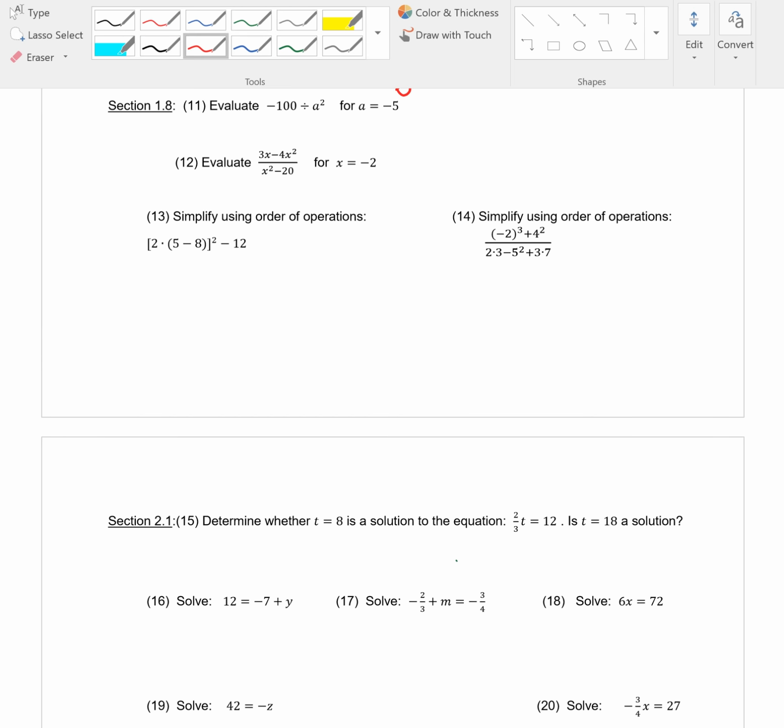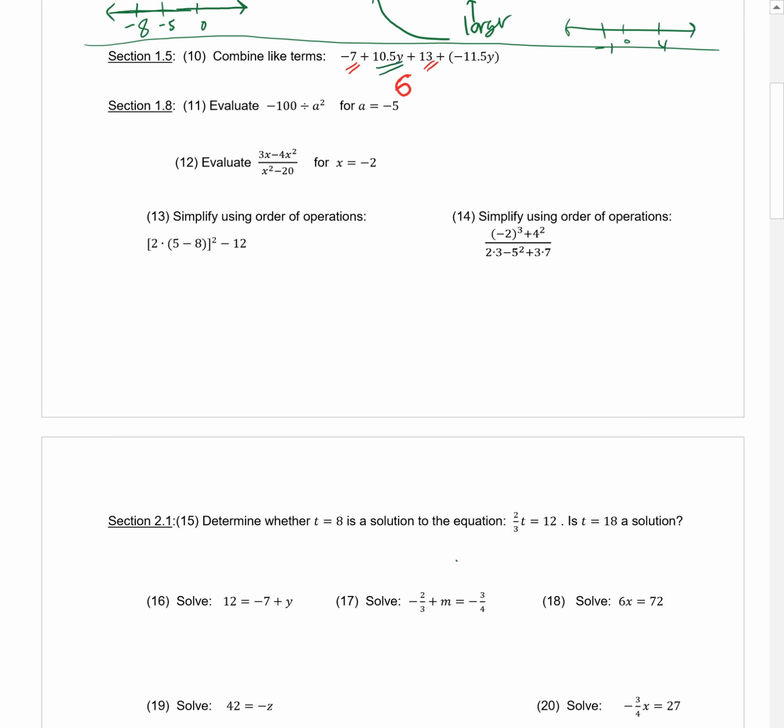Those guys are like terms. And then the other terms, 10.5y and -11.5y, those are like terms because they both have a y attached. So I know my answer is going to have a y. I just have to add or subtract their coefficients. So I'm adding 10.5 plus -11.5. That makes -1.